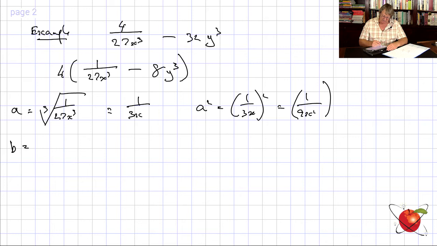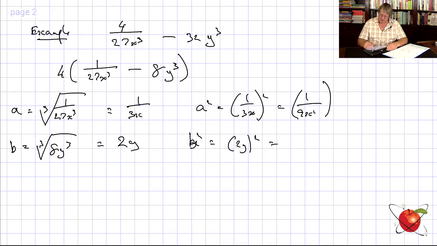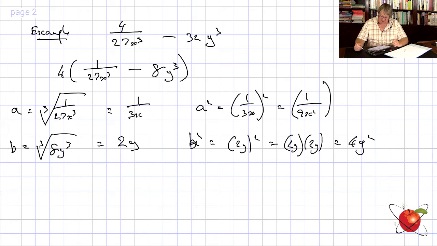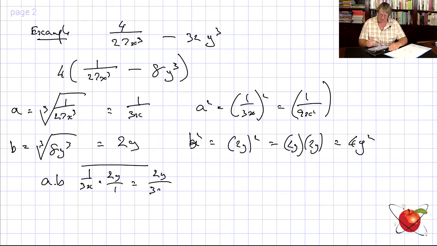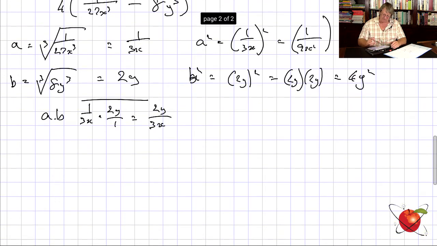B is going to be the cube root of 8y cubed, which is going to be 2y. Therefore, b squared is going to be 2y all squared, which is 2y times 2y, 4y squared. Agreed? Right, so what's the last step? Oh, we've got to do a times b. A times b is 1 over 3x times 2y over 1, which is 2y over 3x. All right? Believe me, the table makes it a lot easier than you think.